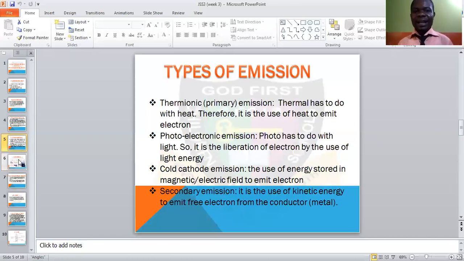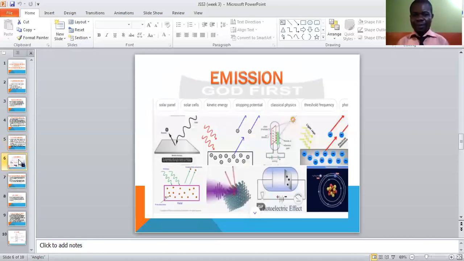We now look at the types of emission. These are electrons that are being emitted. You see this going off, going off. That is the meaning of this arrow. These are electrons that are being emitted from this particular electronic device. We have very many of them. You see there, emitted electrons. That's the meaning of this one.